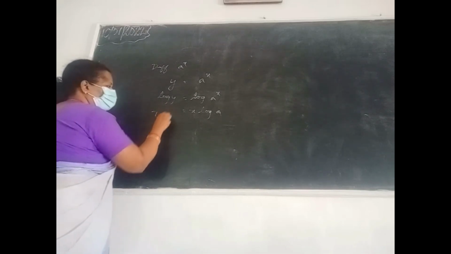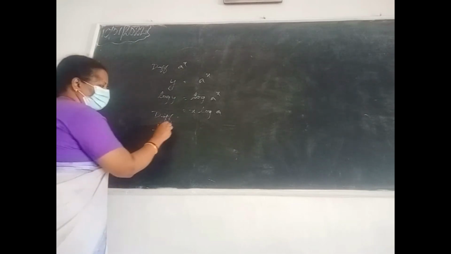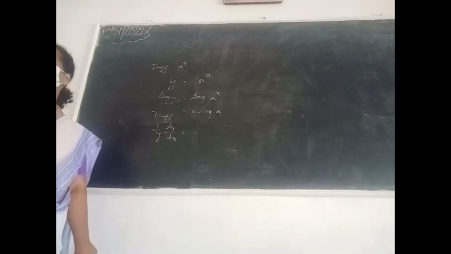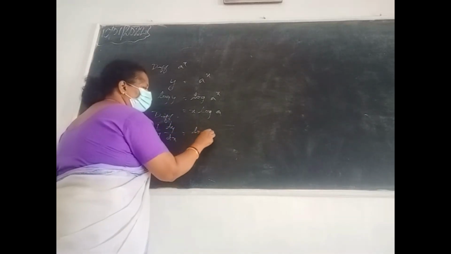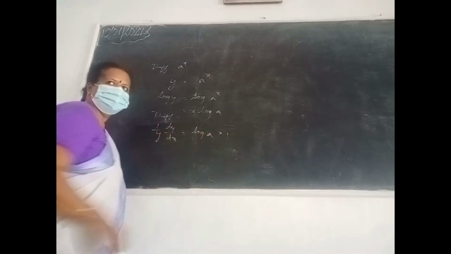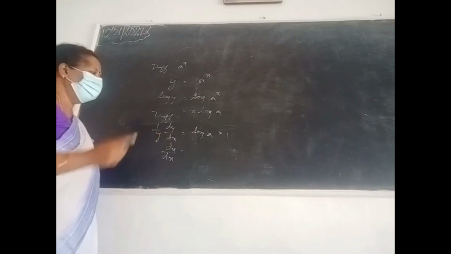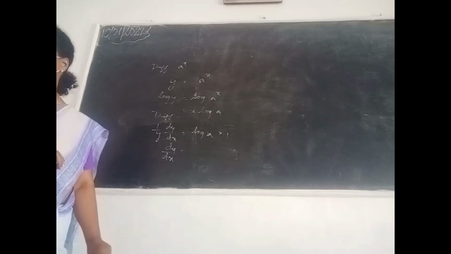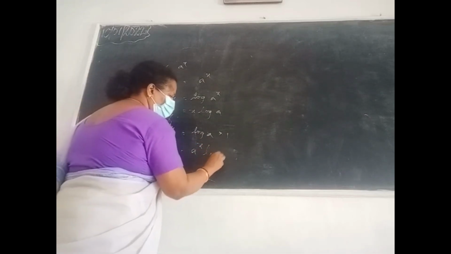Now differentiate. What is the derivative of log y? 1 by y dy by dx equals, log a is a constant, just like 2 or 3, so we can take it as a constant. So log a, and the derivative of x is 1 only. So dy by dx is y log a. Now for y we have to substitute. What is y? So the final answer is a raised to x log a.